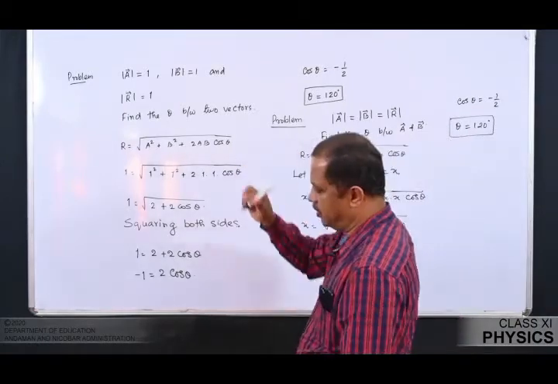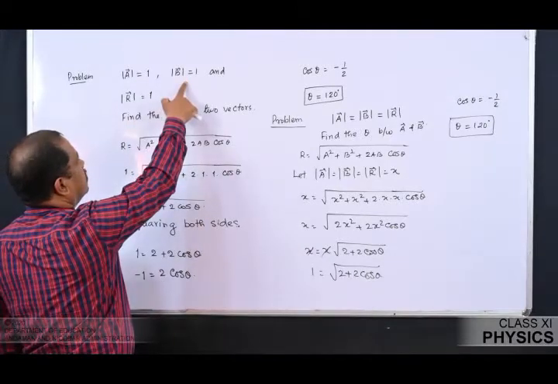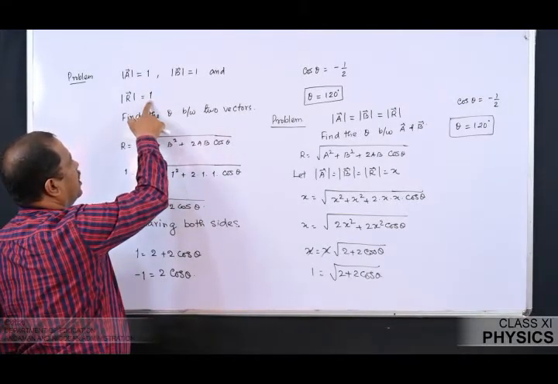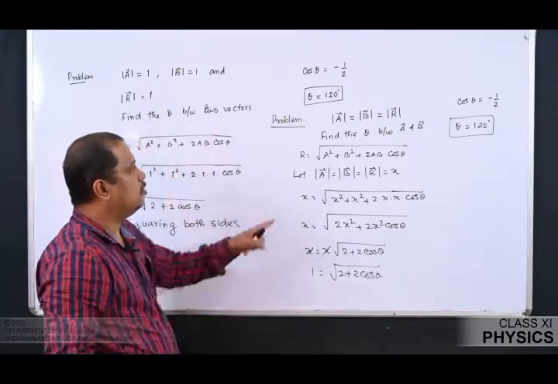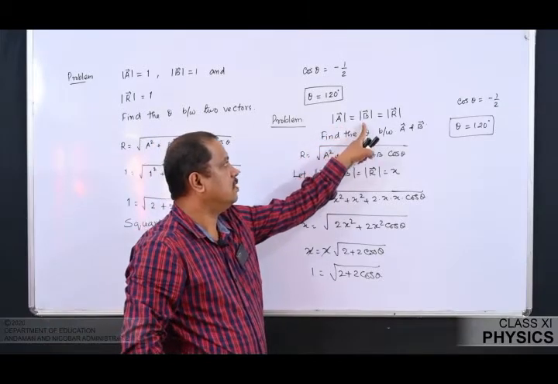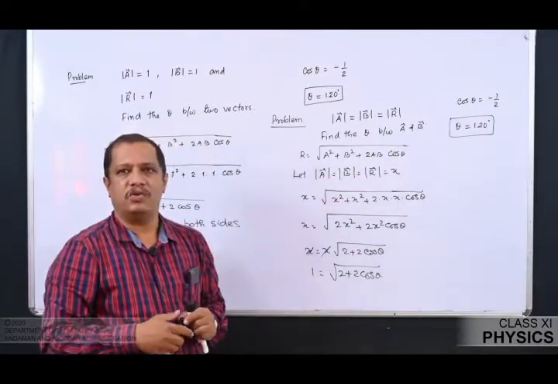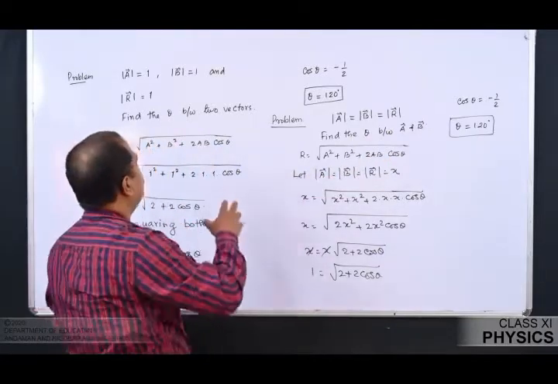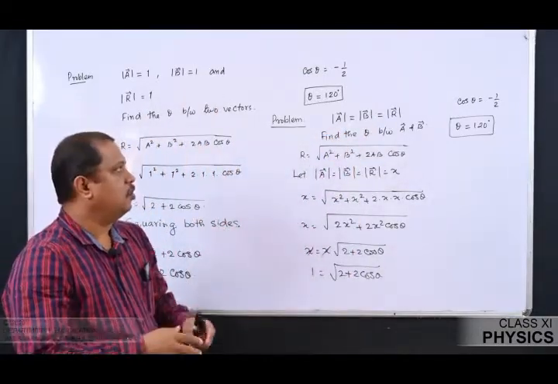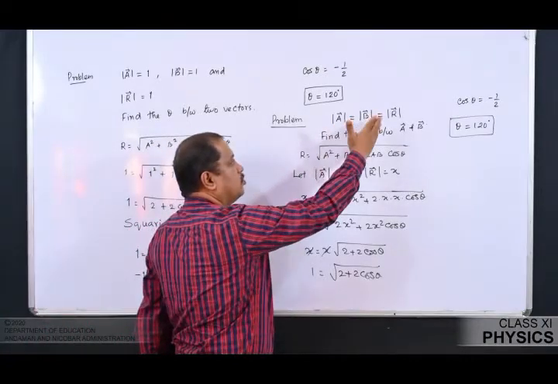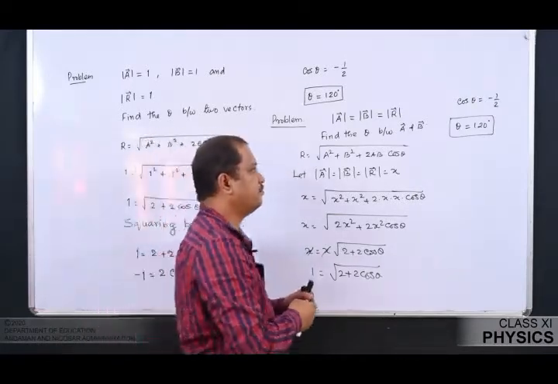if I compare this problem and this problem, one thing I understand is that here two unit vectors on summing up gave a resultant with magnitude equal to that of the vectors. Here also the magnitude of A is equal to B is equal to the resultant vector. So irrespective of the magnitudes, if I have two vectors of equal magnitude and the resultant produces the same magnitude, then always the angle between the two vectors will be 120 degrees.